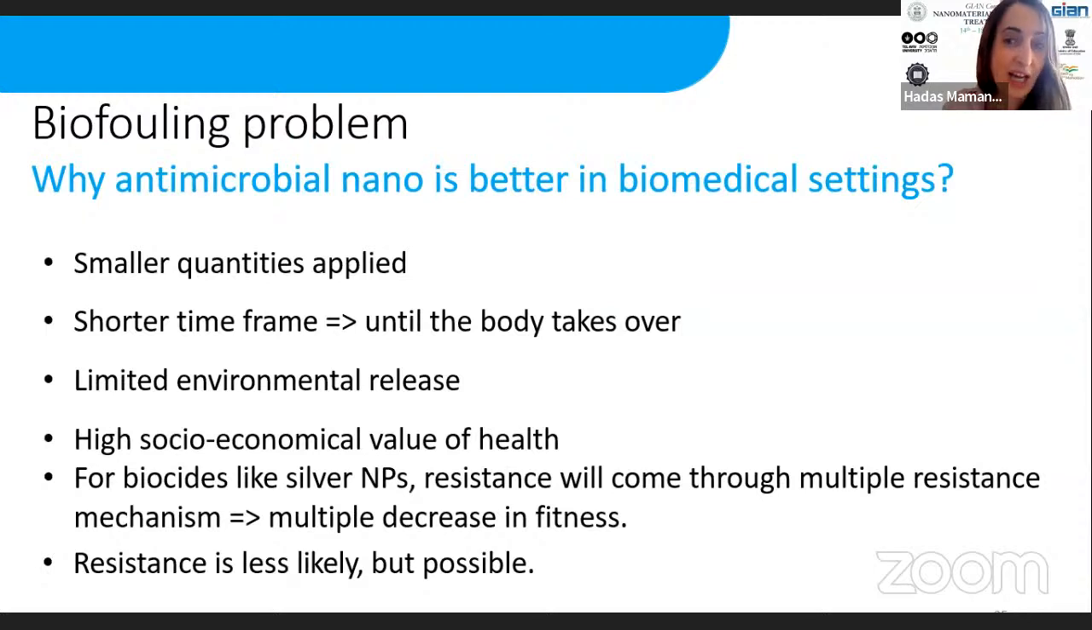So why is antimicrobial nano better than in biomedical settings? It's smaller quantities, shorter time frame, limited environmental release.